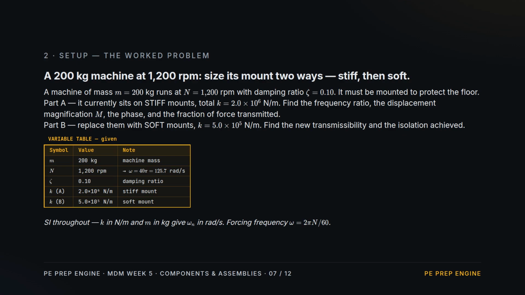Setup. A 200 kilogram machine runs at 1200 RPM, lightly damped. Part A puts it on stiff mounts. We want the frequency ratio, the displacement magnification, the phase, and the fraction of force transmitted. Part B swaps in softer mounts and asks for the new transmissibility and how much isolation we bought. Everything is in SI, and the forcing frequency is 2 pi n over 60.